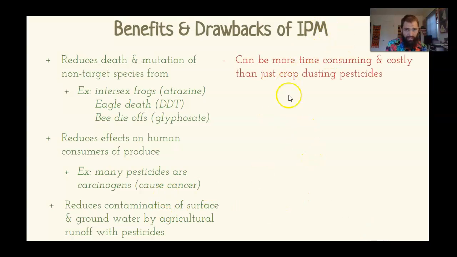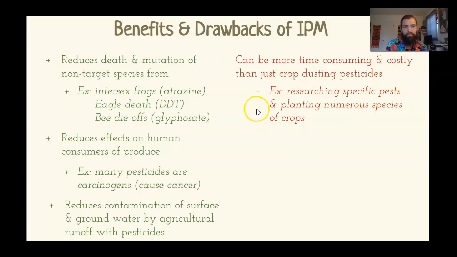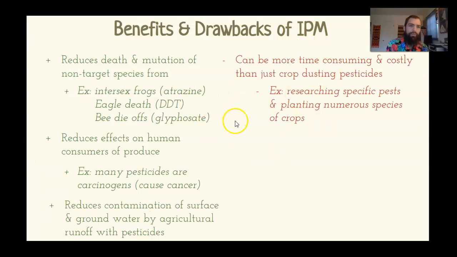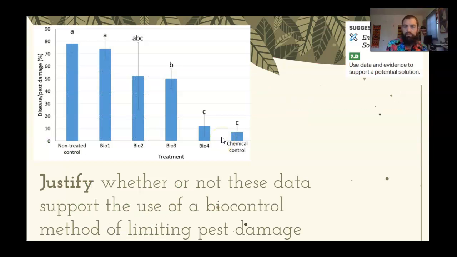The drawbacks are that it can be more time-consuming and costly than just spraying pesticides. Researching specific pests and planting numerous species of crops is a lot more involved. And so that's really the big thing, is that it takes a whole different business model and you really need to research it and understand it.